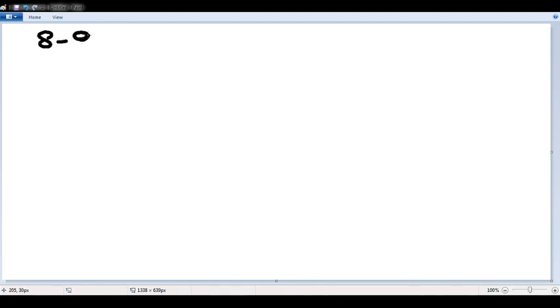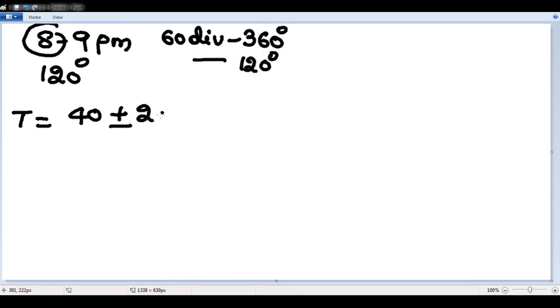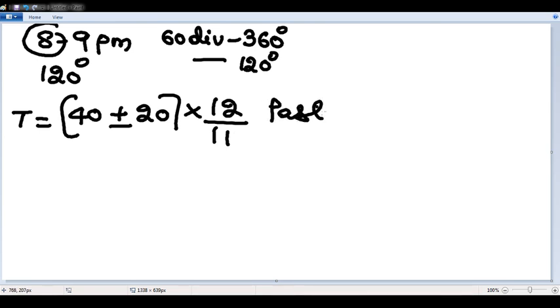8 to 9 p.m., 120 degrees. Directly you can say time equivalent to: our hand is at 8 o'clock. 8 5s are 40. 40 plus or minus, 60 divisions is 360, so 120 degrees is 20 divisions. 40 plus or minus 20 into 12 by 11. It is past 8 o'clock, that you can write depending upon the hour hand.